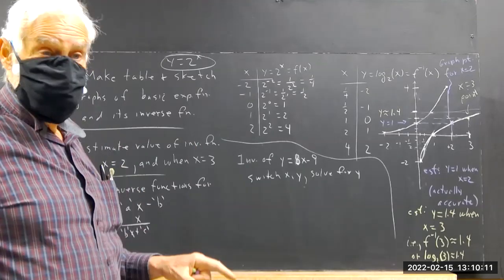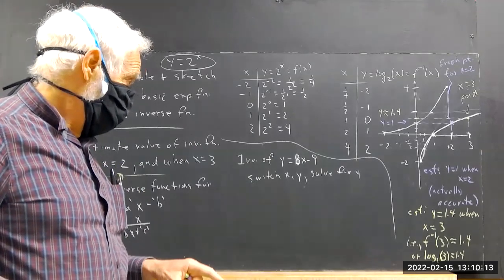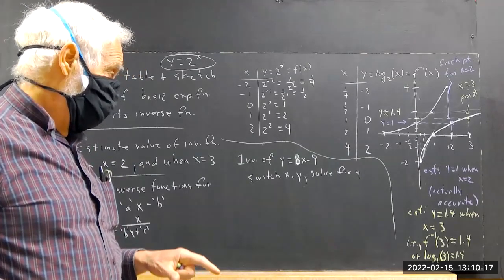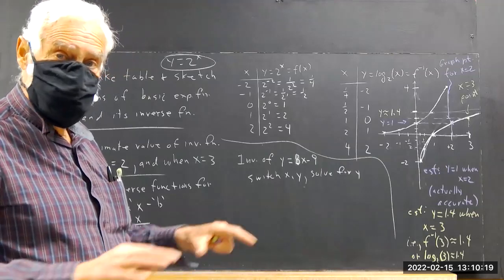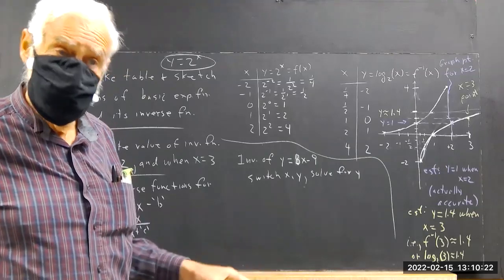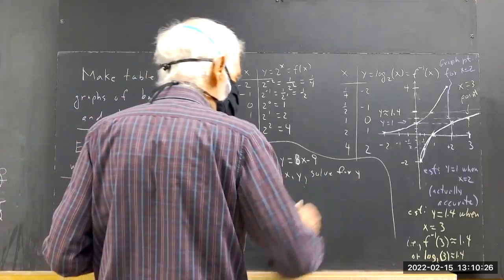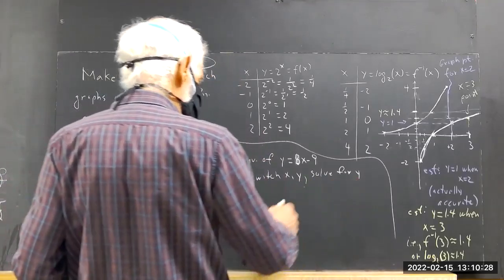Because as I say, there are plenty of people who are having trouble with the algebra but know how to do everything else. So you got the picture. You don't have the algebra, you gotta get the algebra. Okay, so switch x and y. We solve for y.